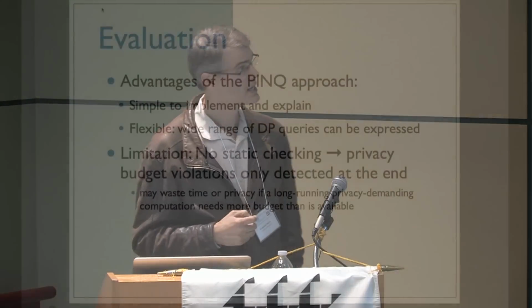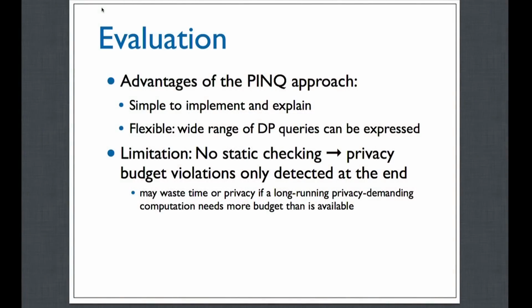However, there are some limitations. In particular, the one that I want to focus on, because that's the one that's going to be addressed by the static checking approaches that I'll introduce in a little bit, is that the dynamicity of the approach means that you only find out at the end if you've used too much privacy. So if you have a long-running computation, for example, that's going to make many interactions with the database, each of which is going to cost some of its privacy budget, and you find out only after you've done all of those interactions, or almost all of those interactions, that you didn't actually have enough privacy budget, you've still burned your database.